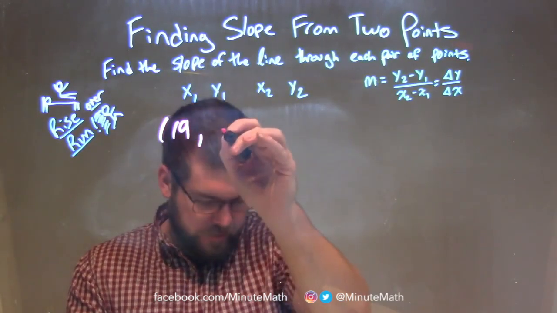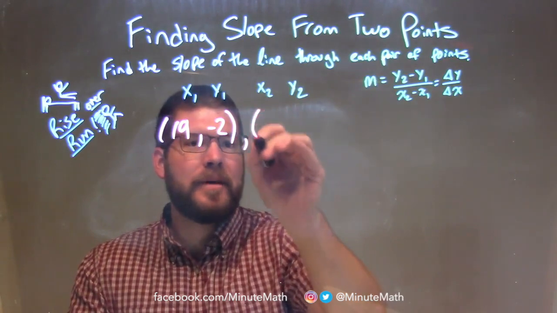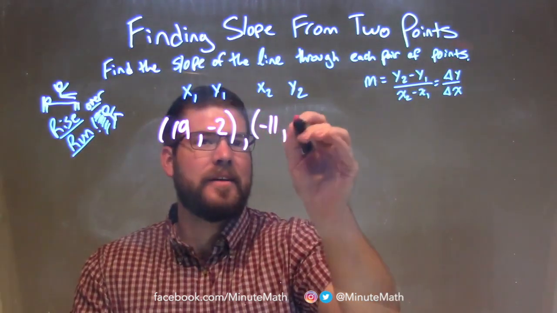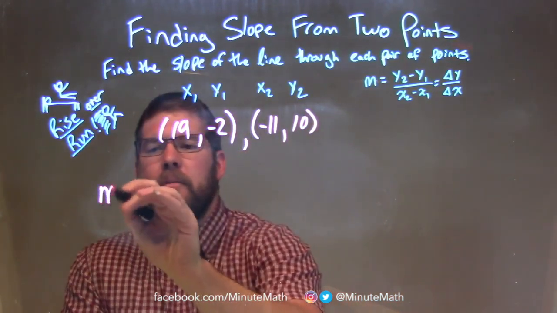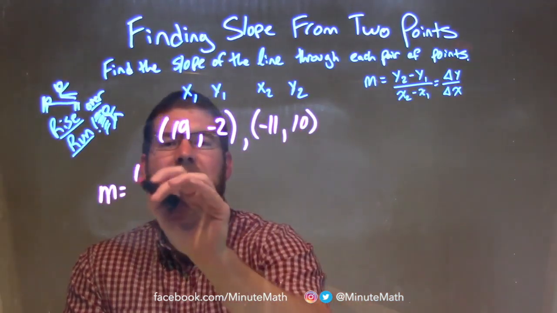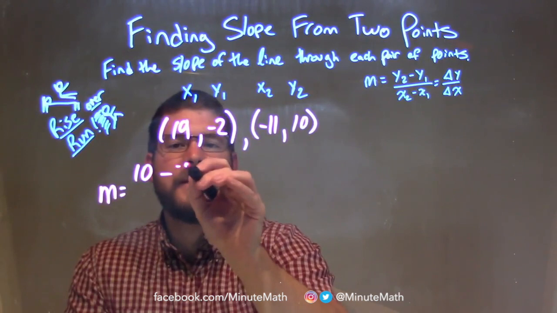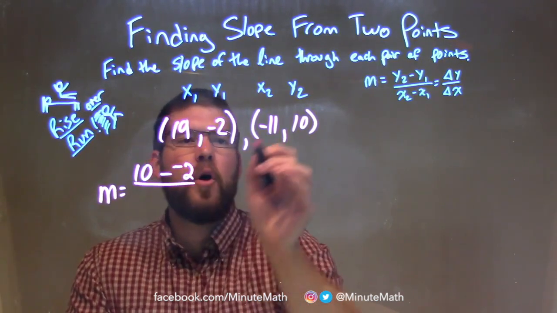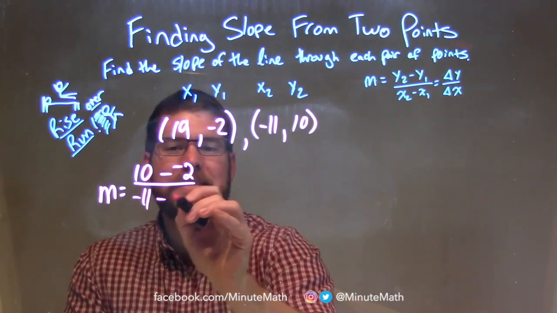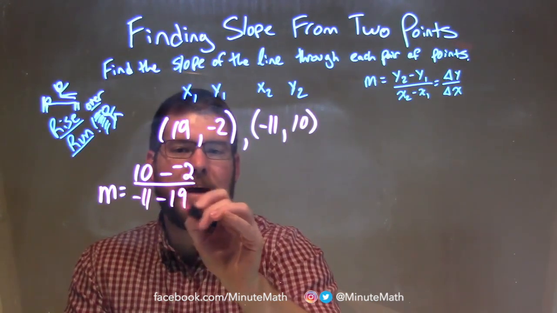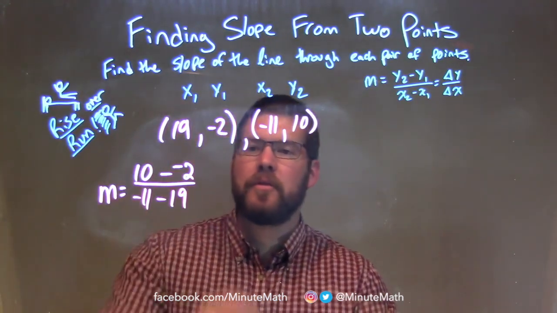19, comma, negative 2. And my second point being negative 11 and 10. So we follow our formula. Our slope is y2, which is 10, minus y1, which is negative 2, okay, over x2, negative 11, minus my x1, which is a positive 19, okay? So now let's go simplify that.